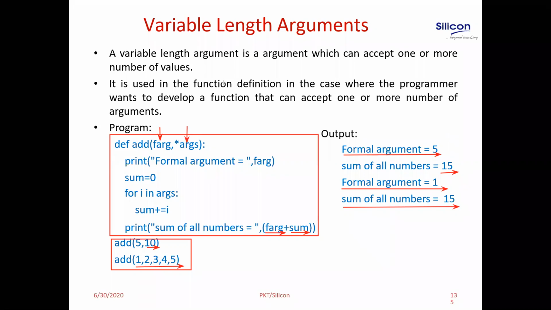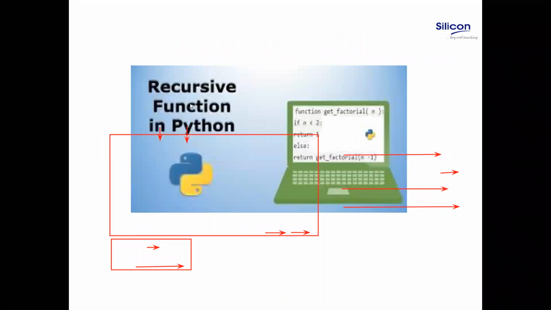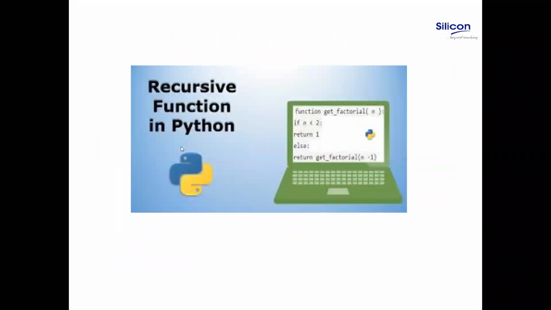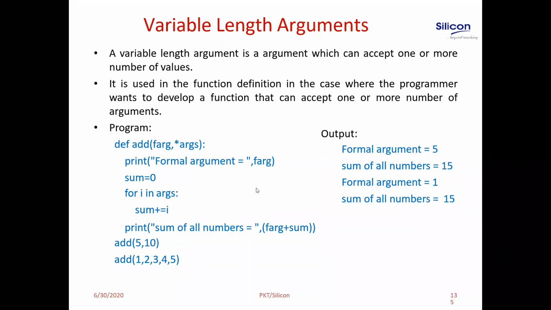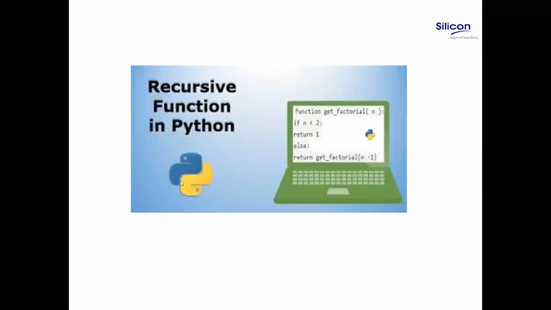So now we'll go for some recursive functions. This will also come back to variable length arguments. Just remember that we have 4 types of arguments: positional arguments, keyword arguments, default arguments, and variable length arguments.